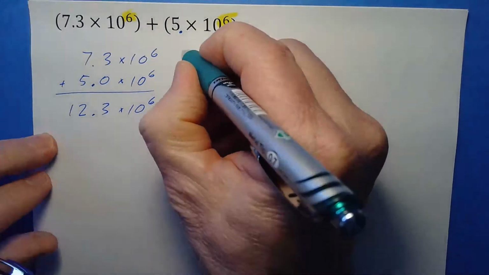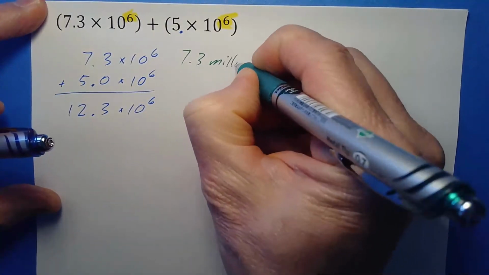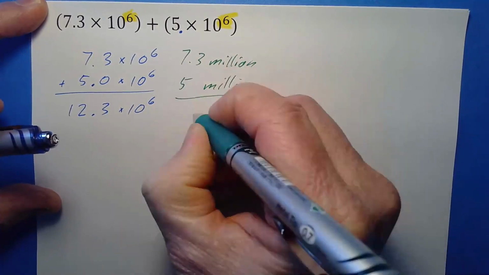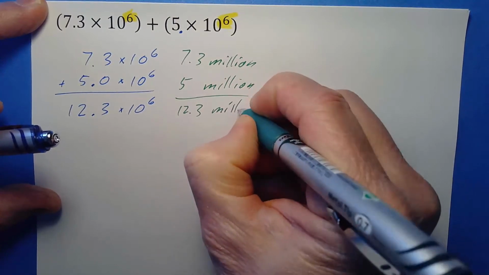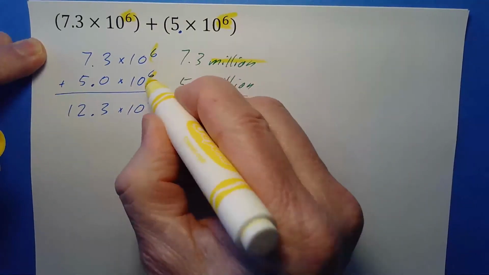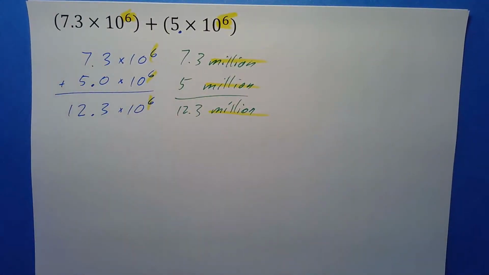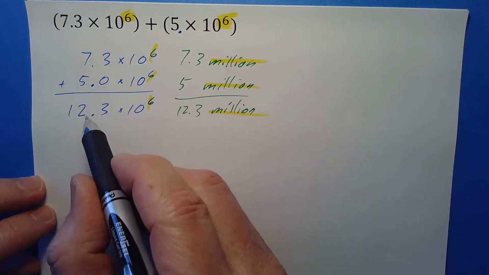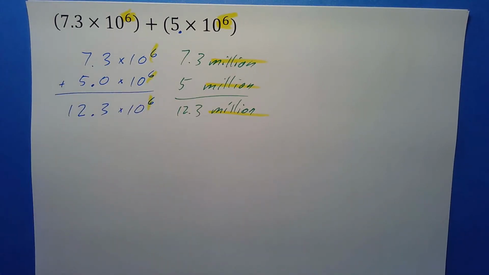Again, it's like I said, 7.3 million plus 5 million equals 12.3 million. It's all the same stuff. This tells me it's a million, this tells me it's a million, this tells me it's a million. So now, that looks pretty good, except that this is not actually scientific notation anymore, because the coefficient in front cannot be bigger than 10. Well, it can't even be 10. It must be less than 10.